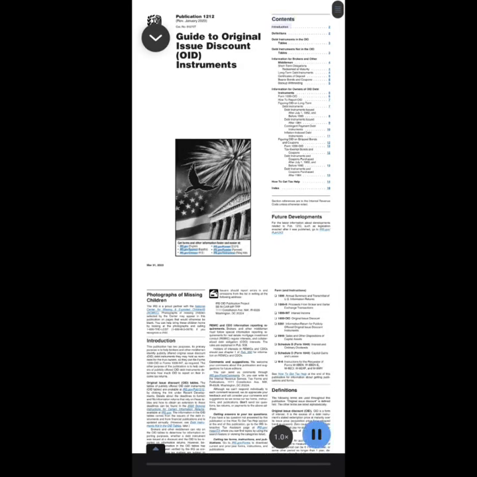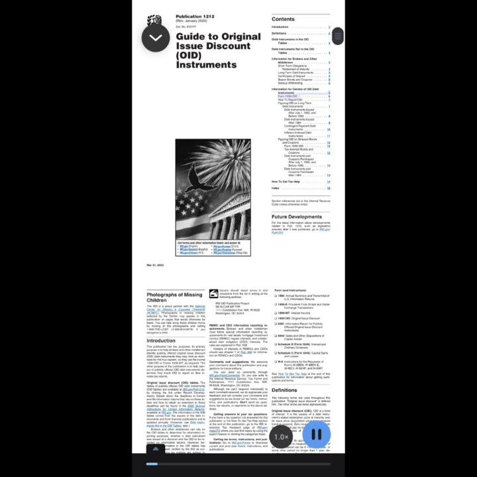Contents. Introduction, 2. Definitions, 2. Debt instruments in the OID Tables, 3. Debt instruments not in the OID Tables, 3. Information for brokers and other middlemen, 4. Short-term obligations redeemed at maturity, 4. Long-term debt instruments, 4. Certificates of deposit, 5. Bearer bonds and coupons, 5. Backup withholding, 5. Information for owners of OID debt instruments, 5.